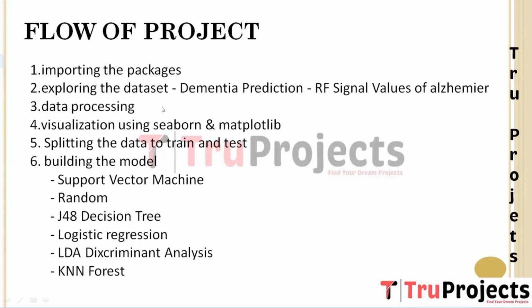Next, here we have data processing. Data processing involves cleaning and preparing the data for analysis. This may include handling missing values, encoding categorical variables, and scaling numerical features. Next, here we have visualization using seaborn and matplotlib. Visualization is crucial for understanding the dataset. Seaborn and matplotlib are popular libraries for creating insightful visualizations, which include histograms, scatter plots, and other types of graphs.